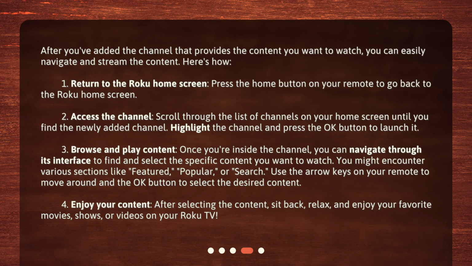Use the arrow keys on your remote to move around and the OK button to select the desired content. 4. Enjoy your content. After selecting the content, sit back, relax, and enjoy your favorite movies, shows, or videos on your Roku TV.